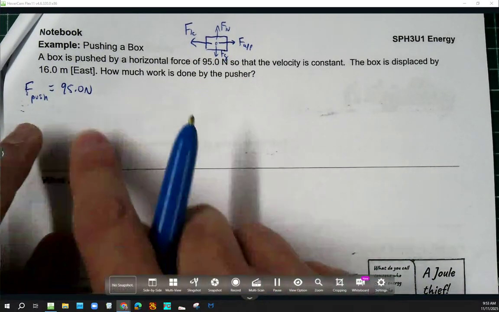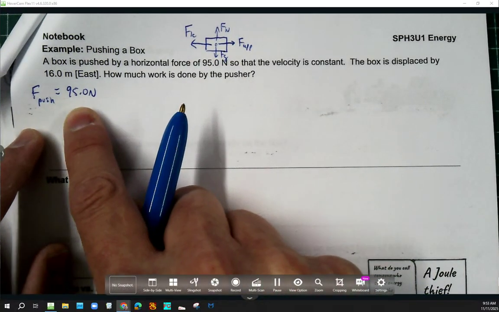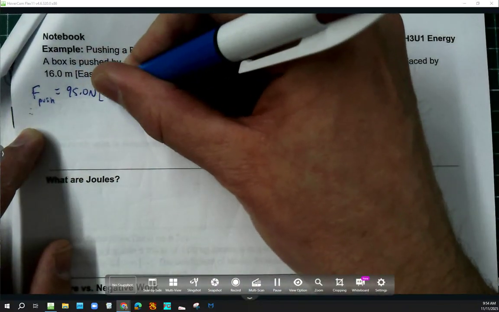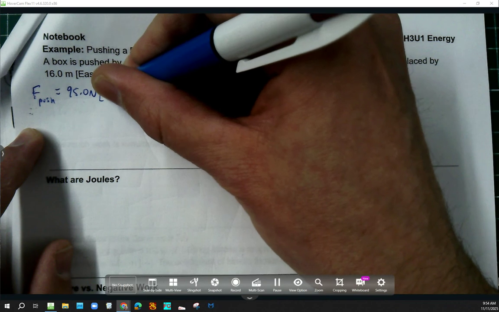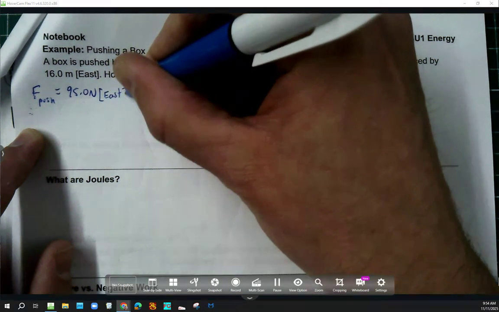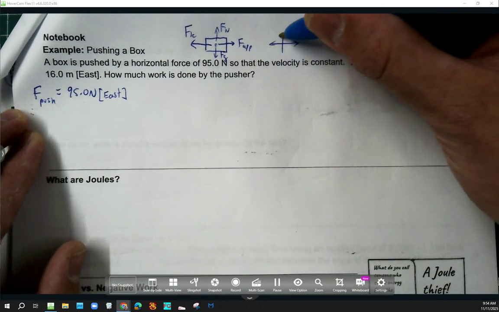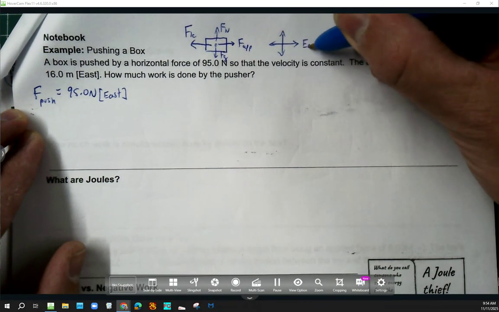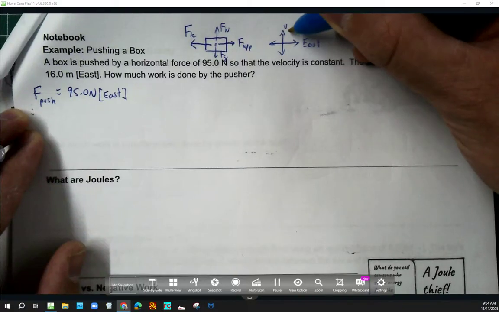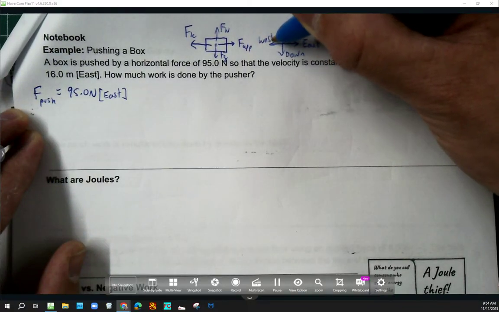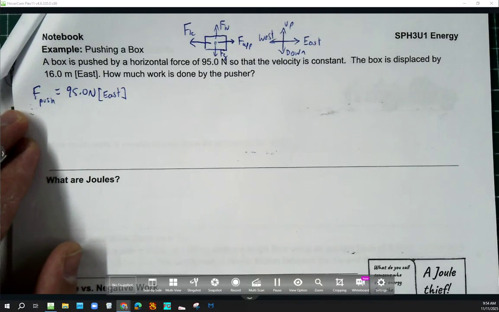So here we've got this mass that's being pushed by 95 newtons, and let's just say that it's being pushed to the east. Now in terms of our reference frame, it's okay to say east is this way, and up is this way, and down is this way, and this is west. This is a side view of something that's getting pushed to the east.